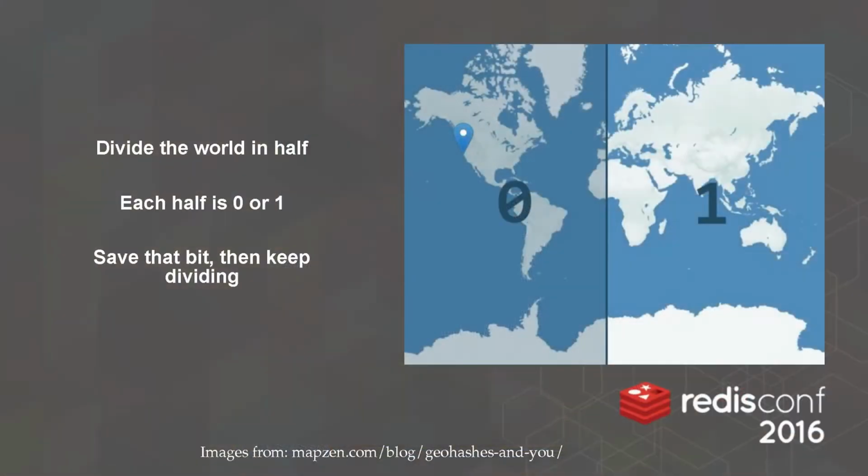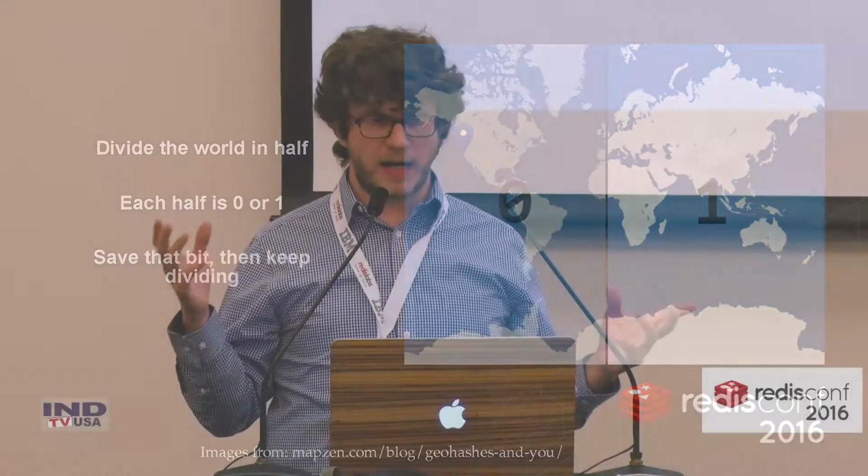What is a GEOHASH? The way that works is a little bit of a multi-step process, but you're going to take the world and divide it in half. One side will be a 0, one side will be a 1. We're going to use binary, and we're going to save that digit. For example, San Francisco is on the left-hand side. That's going to be the 0 digit. We're going to save that, and we're going to keep dividing. So it might start to look like this.